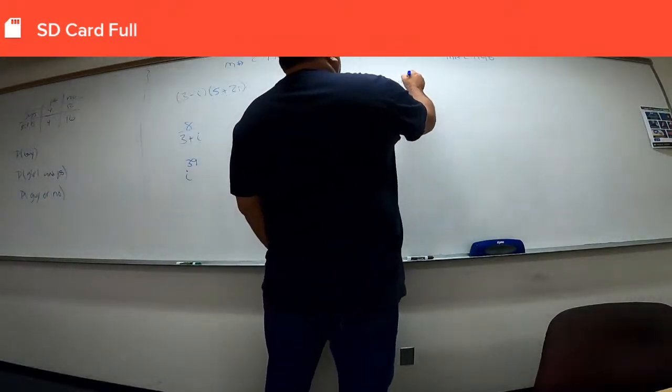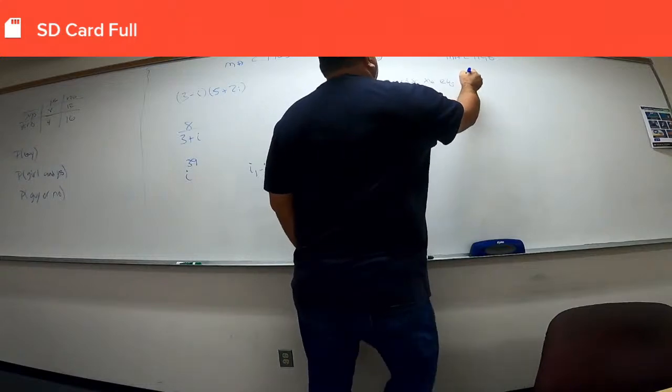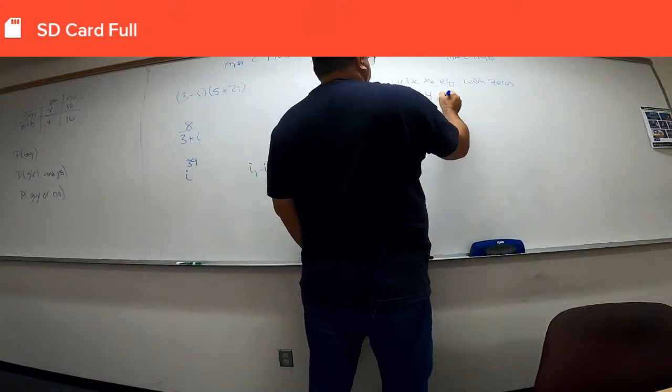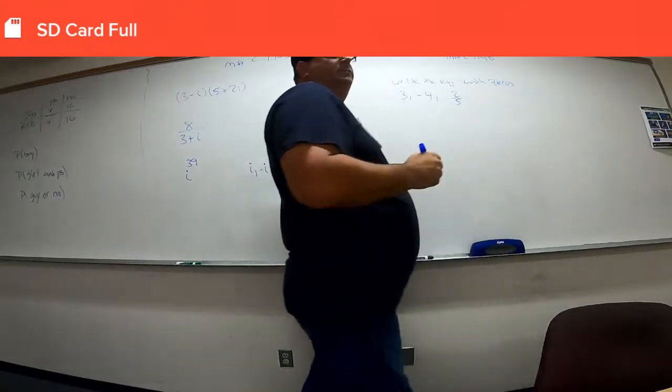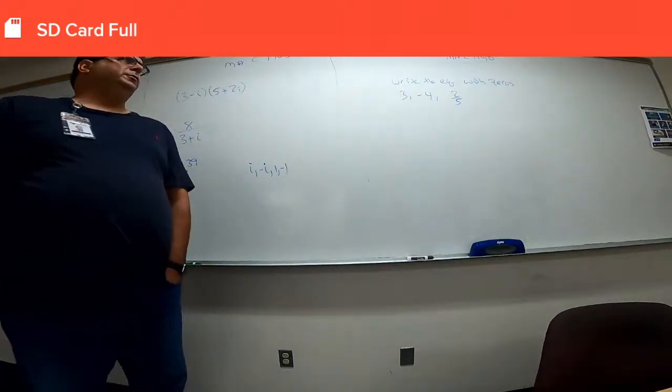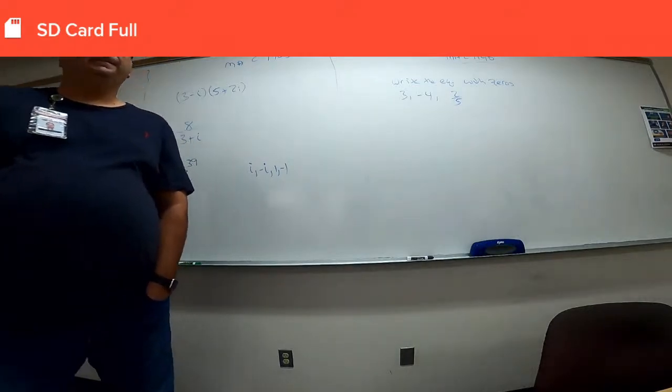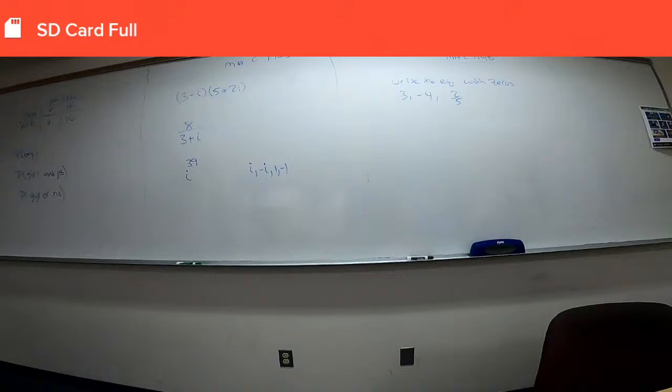If that makes sense. Write the equation with zeros 3, -4, and 2/5. Ready? Yes, you ready? What's wrong? How many zeros? Write the equation with the 3 zeros I just gave you.